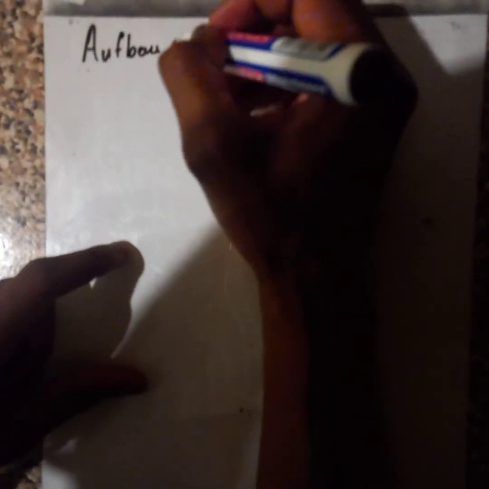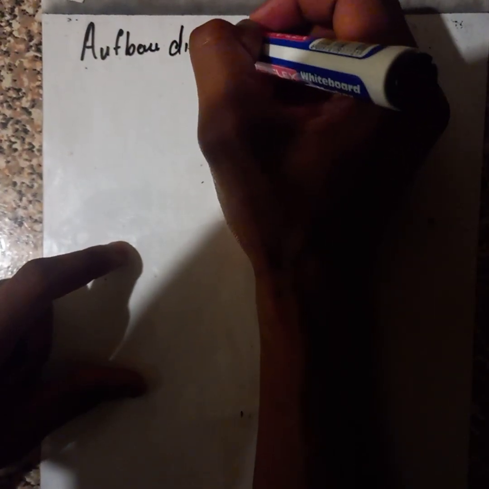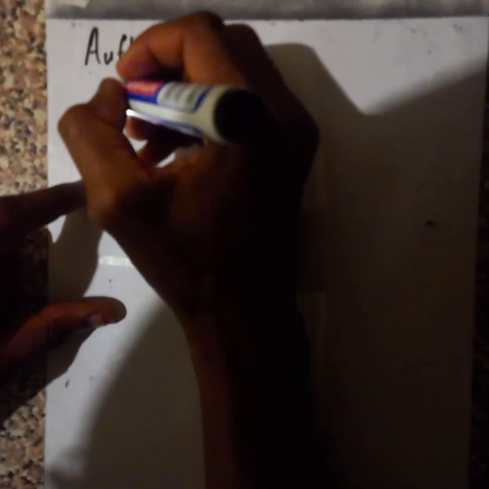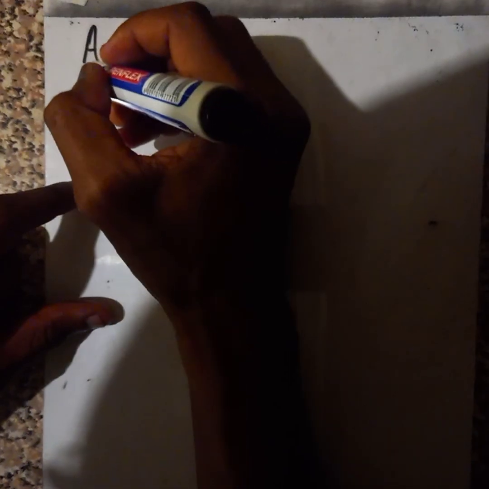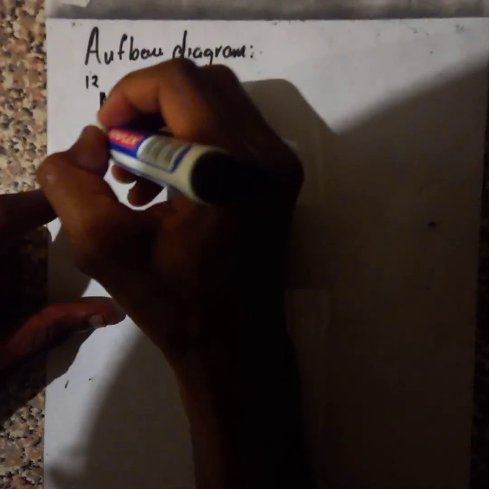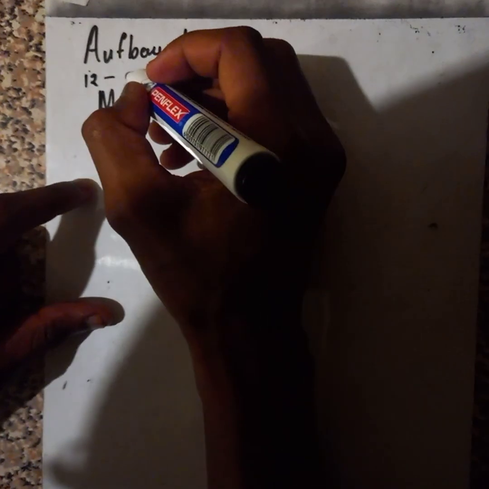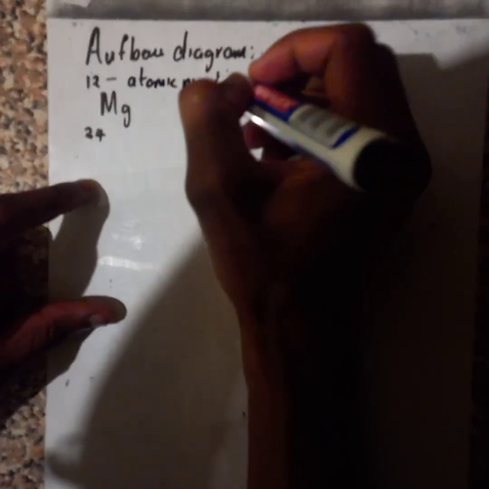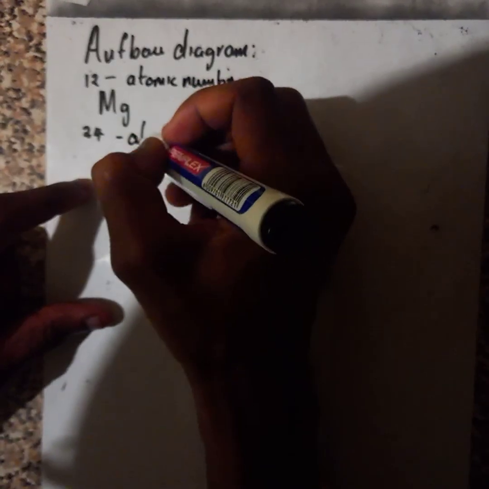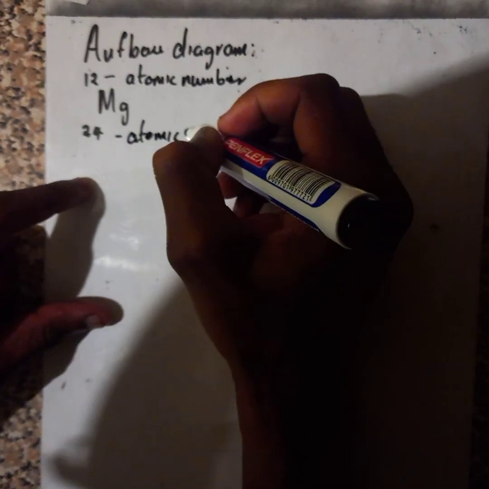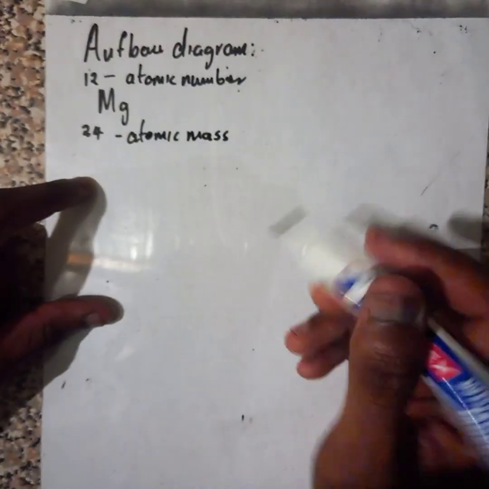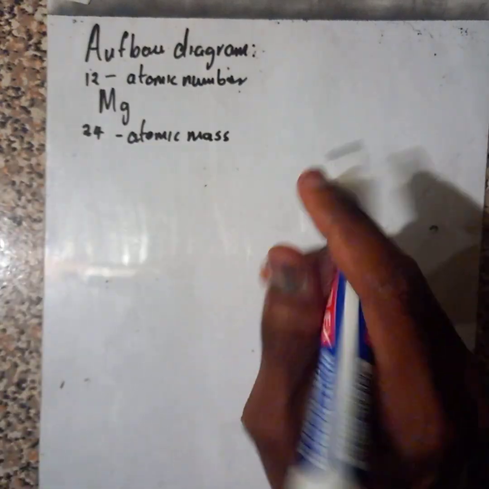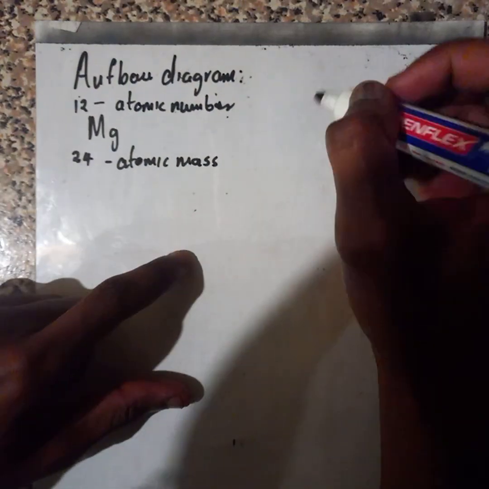Today we are going to do an Aufbau diagram. An Aufbau diagram. For the sake of this video, we are going to consider magnesium, which has an atomic number of 12, atomic mass of 24. We have an atomic number as well, the atomic mass of 24.